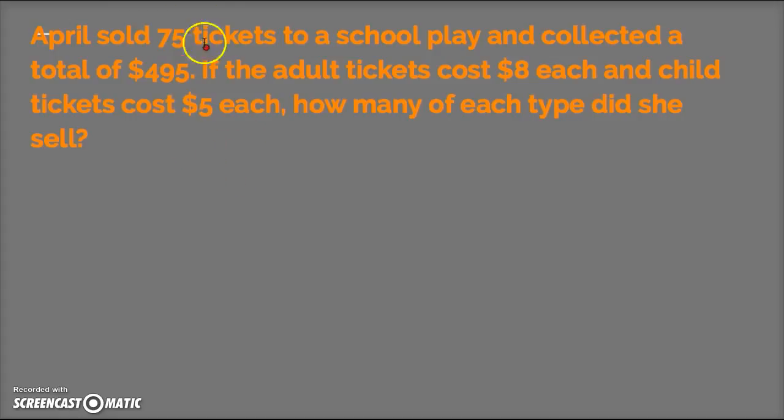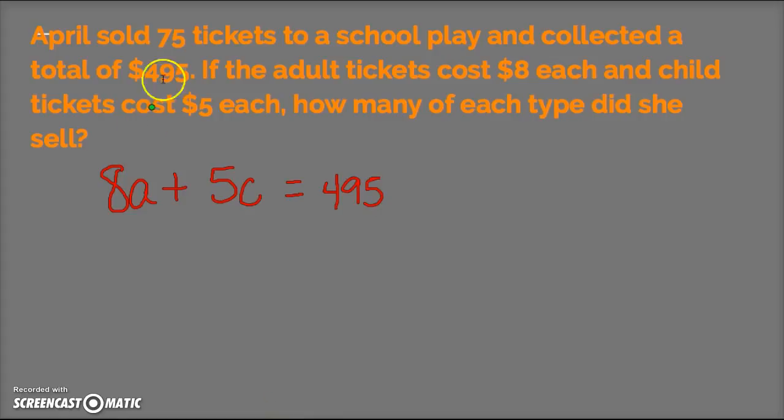Okay, so as we work through this, April sold 75 tickets and collected $495. Okay, the adult tickets are $8 each, so that's going to be 8A. Child tickets are $5 each, so 5C. We add those together, and since the 8 and the 5 were dollar amounts, this equation has to equal the total amount that was collected by April, so that was the $495.